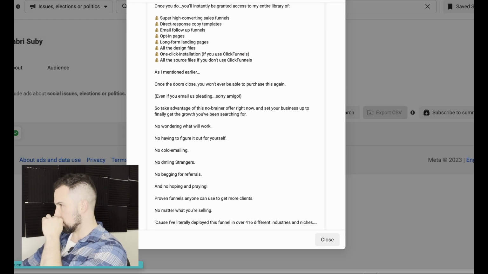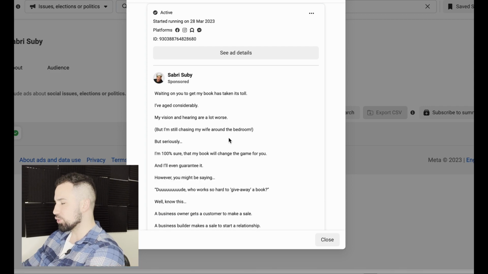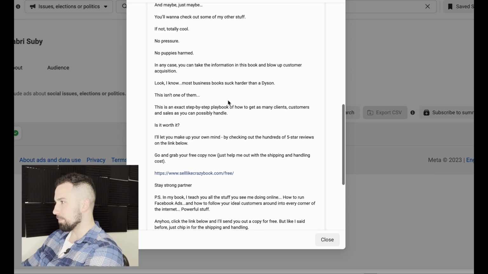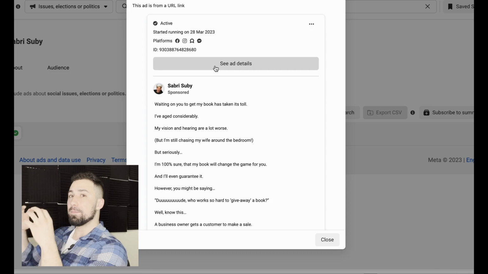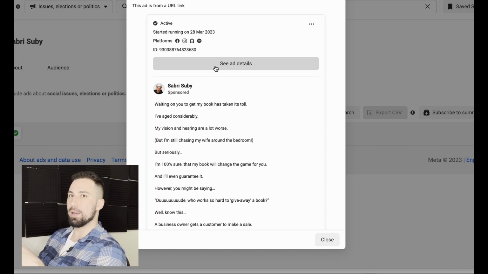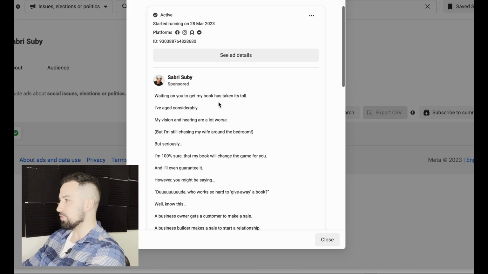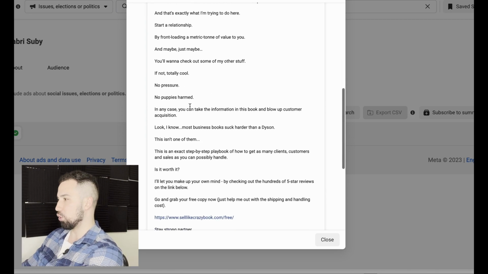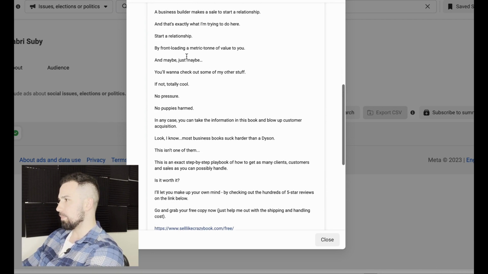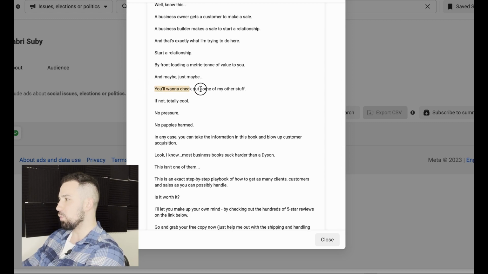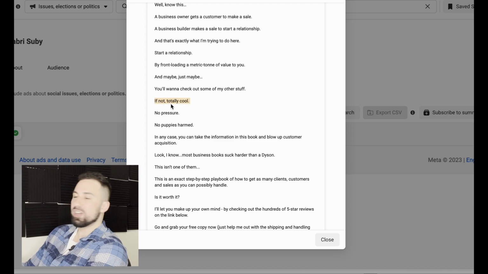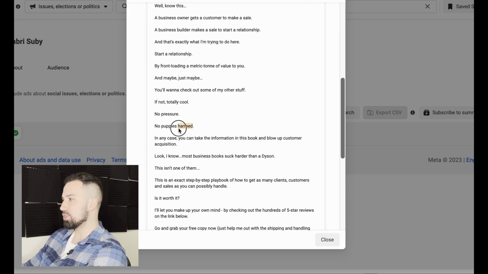Let's give another example. All right, we have another one from Sabri Suby. Look at my boy go here. So as I said, this formula, BYAF formula, cannot be used in and of itself. So you can add that at the end of your copy. So we're going down. So as you can see, here is the BYAF. You will want to check out some of my other stuff. If not, totally cool. Bam. So if you don't want to do it, we're sure. No pressure, no puppies harm.